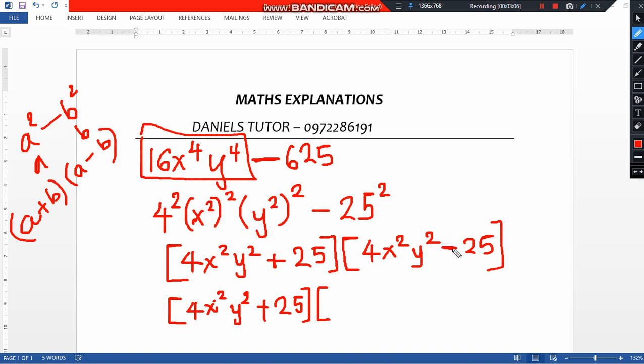There's a minus. If there's a minus, we can apply the difference of two squares as long as the numbers involved have got square roots. So 4 has a square root of 2. X to the power 2 has a square root of x. Y to the power 2 has a square root of y. 25 has a square root of 5. So we add the square roots. Then we subtract the square roots.